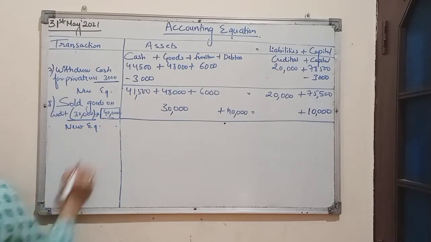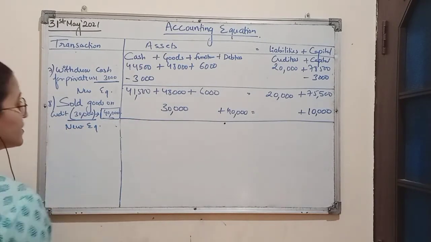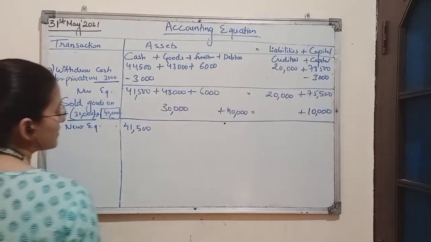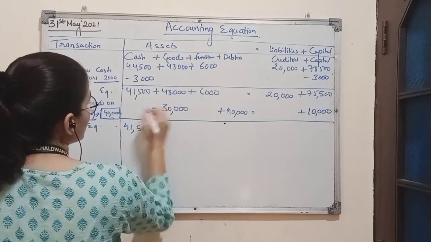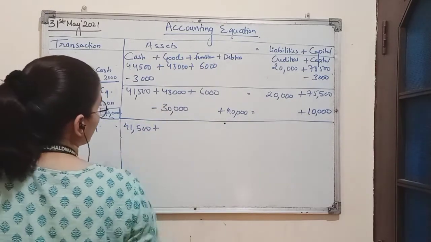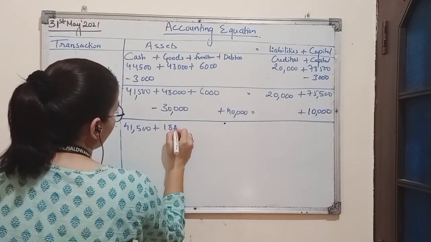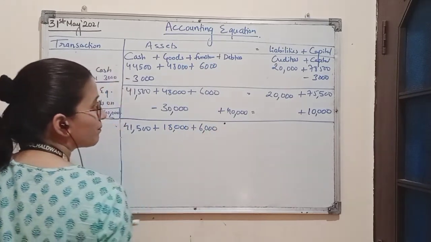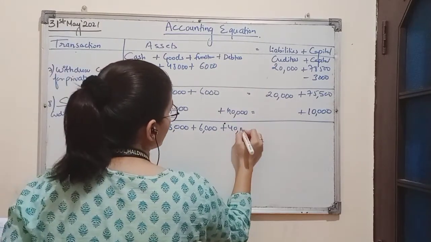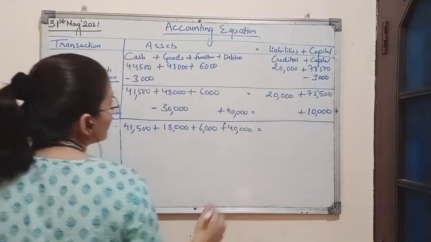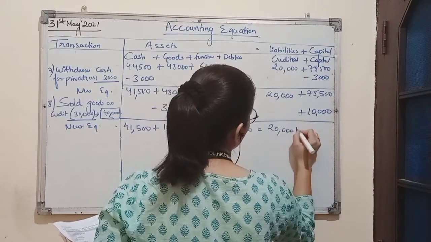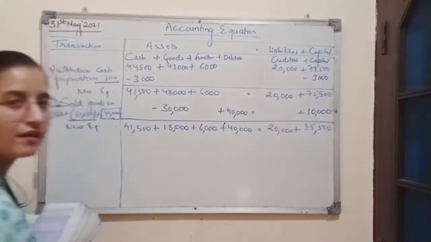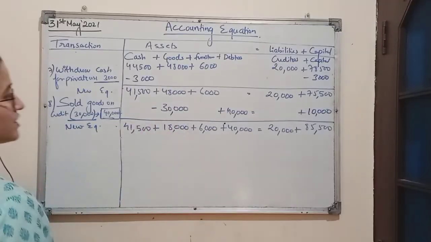Now by solving these two transactions, we will get a new equation where cash balance amounts to rupees 41,500. Goods, which is reduced by 30,000, so the remaining balance is 18,000. Then furniture amounting to rupees 6,000. Debtors 40,000. Creditors remain the same 20,000 and capital 85,500. So here is the new equation.